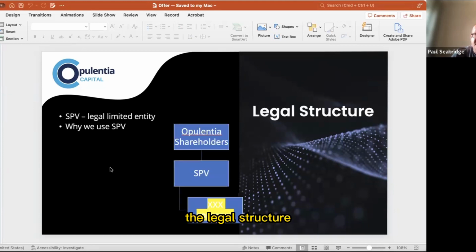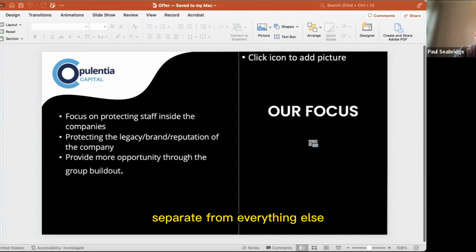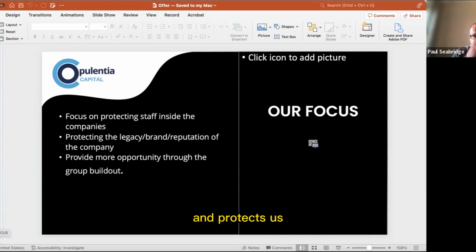Then talk about the legal structure. So we always use an SPV. SPV stands for Special Purpose Vehicle. It's effectively a local-based legal private limited company, and that then becomes the owner of the shares of the target business. And the reason we use an SPV is to keep it separate from everything else, and it protects assets right across the board, protects them and protects us.